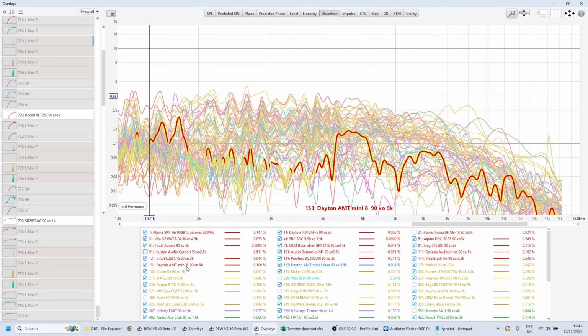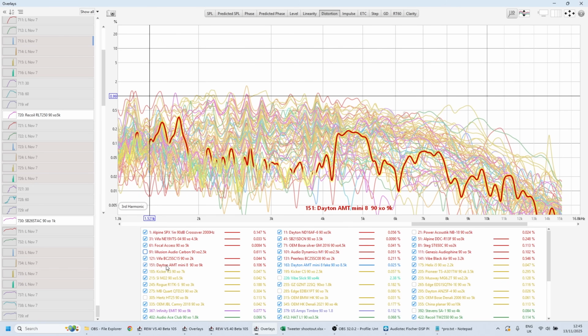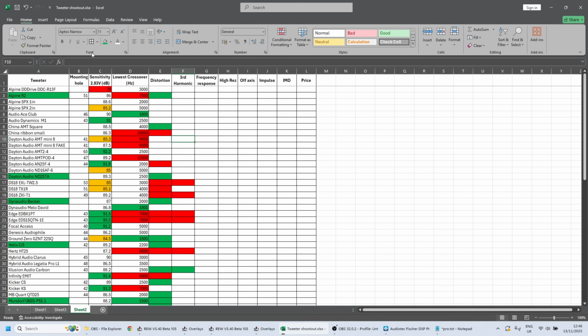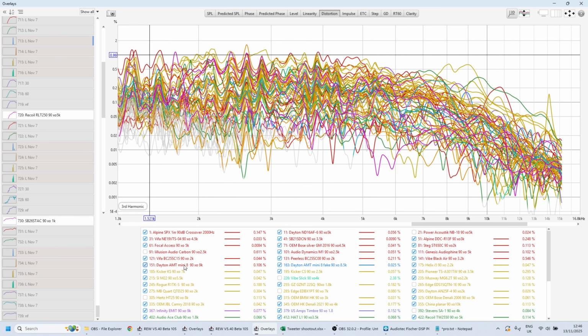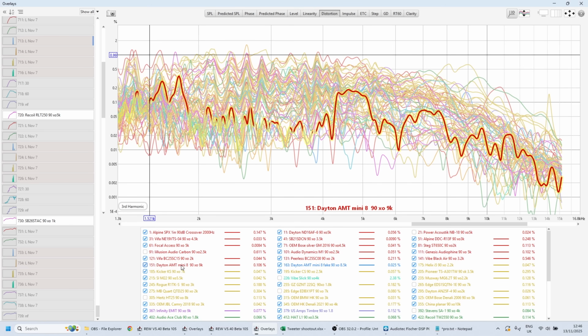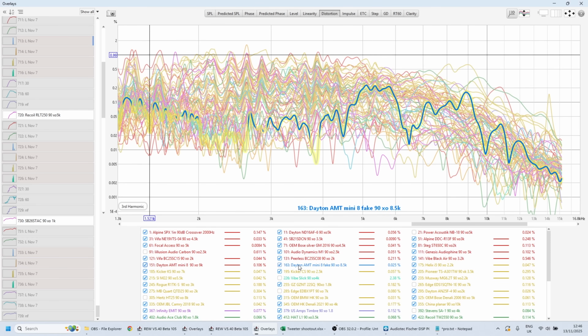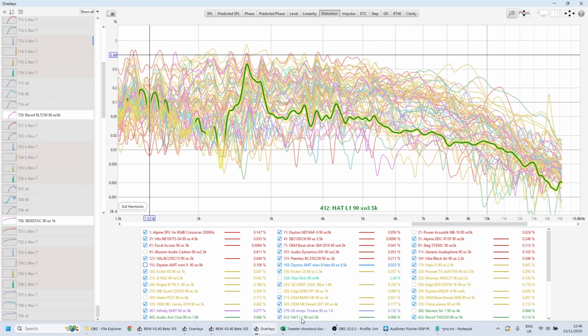Dayton AMT Mini, this is a surprise. It needs to be crossed at 9K, so way above there, but from this, it's one of the lowest. It is low, Dayton AMT Mini. And it's not the fake one, it's the original one. Where's the fake one? Okay, so this one is the normal, and this is fake. The fake one has a higher third harmonic. Hybrid Audio Legacha has a very low third harmonic, so let's give it that.